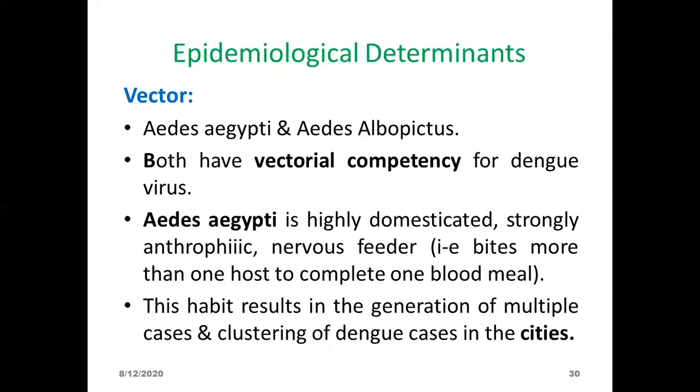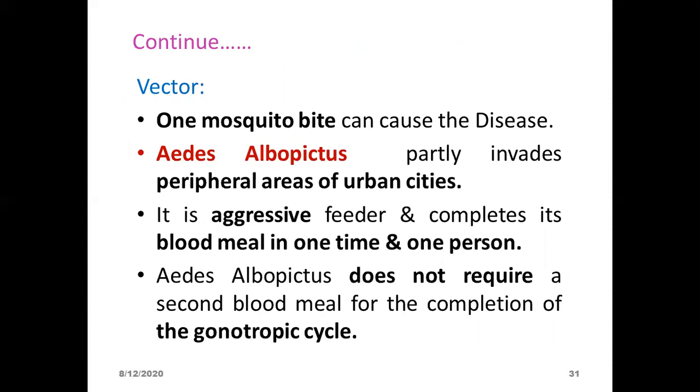Aedes aegypti is highly domesticated, meaning it likes to live in homes, and strongly anthropophilic, meaning it likes the blood of humans. It is a nervous feeder, meaning it bites more than one host to complete one meal. So it completes its one blood meal by biting many people, and this habit results in the generation of multiple cases or outbreaks and clustering of dengue cases, especially in cities. One mosquito bite can cause the disease.